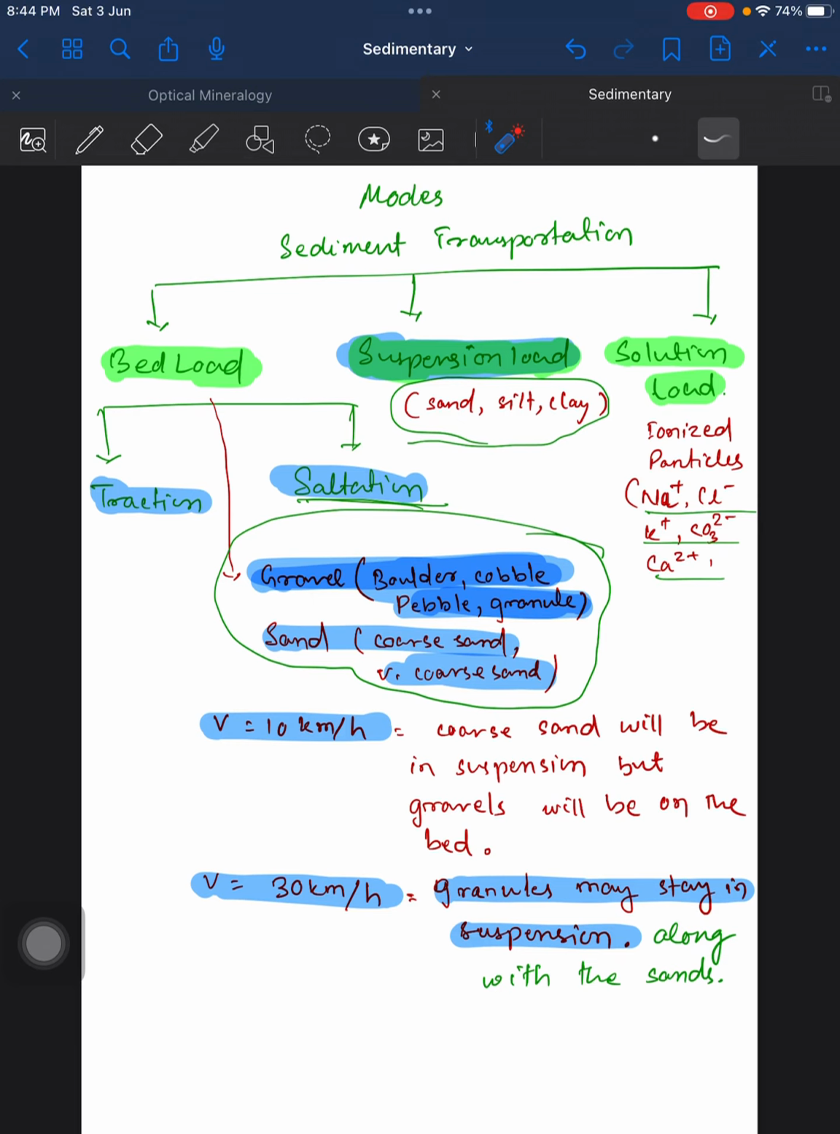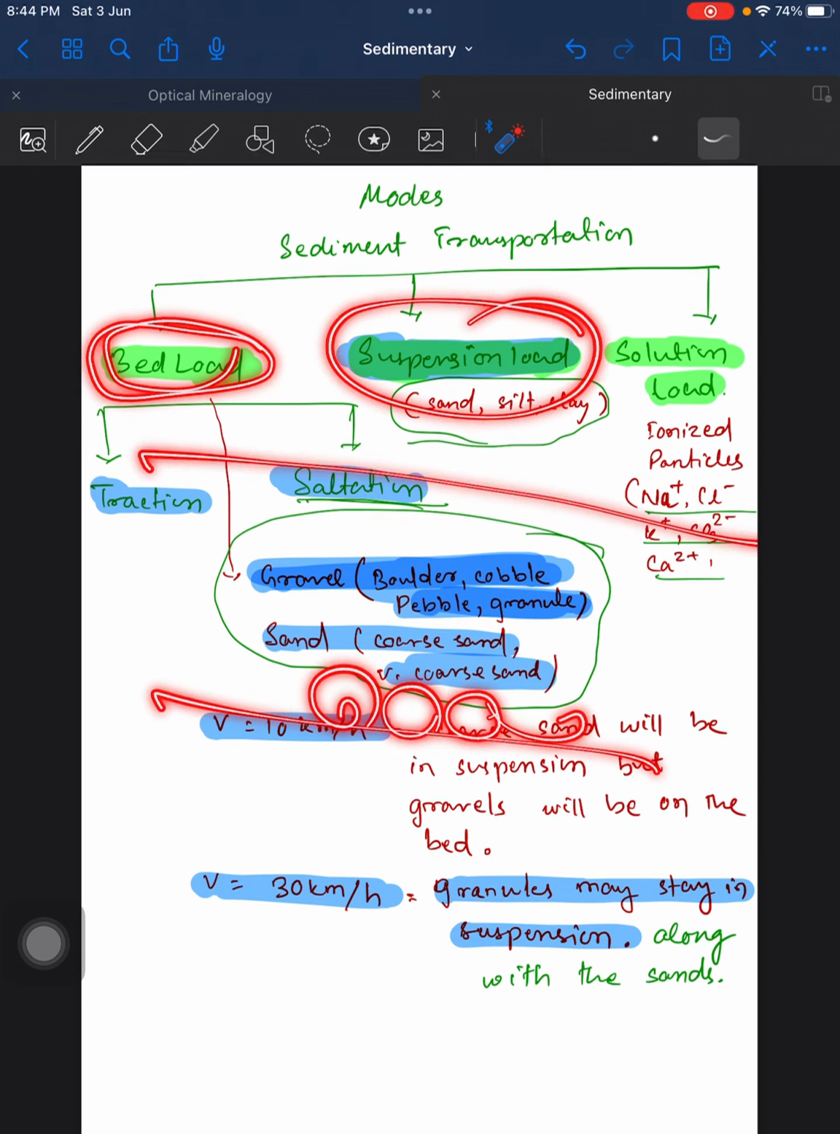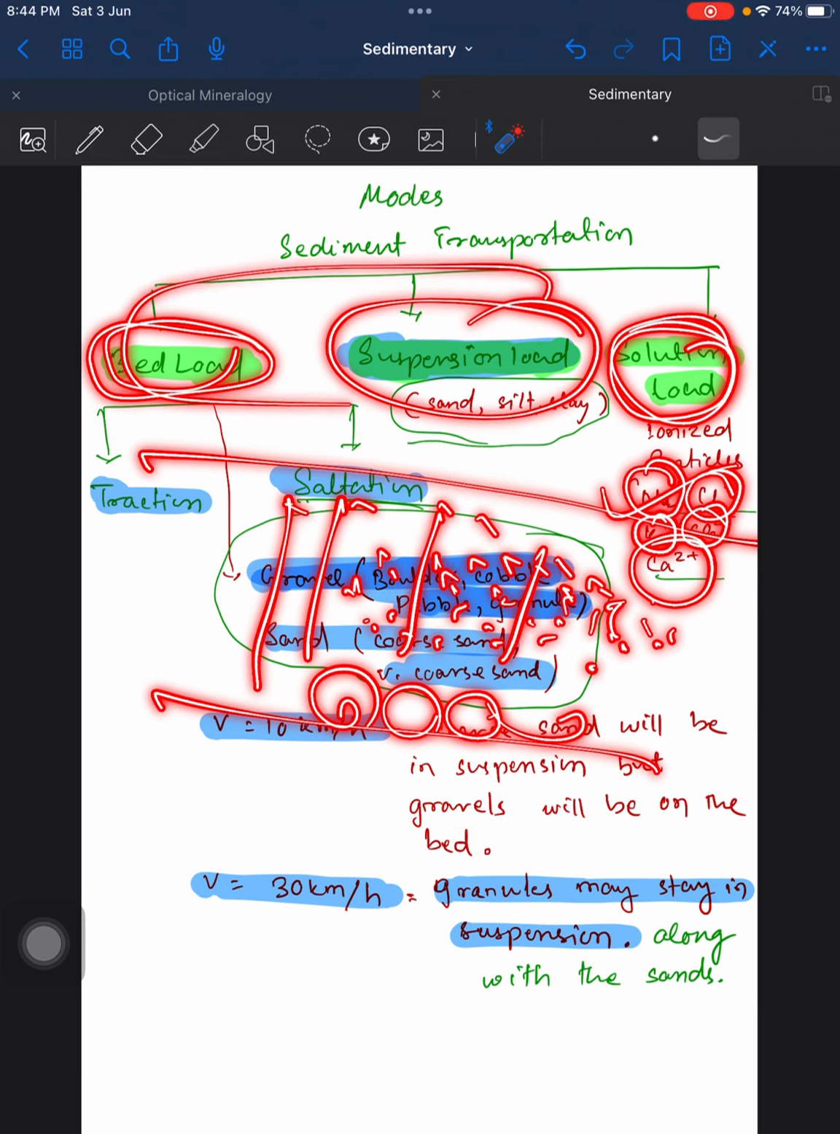Okay, so sediments are actually transported in 3 conditions. One is bed load, that means on the bed of the river, the bed load. Then suspension load. Suppose water is there, this much amount of water is present, so here sediments will be transported. Then solution load in an ionic condition. So in water there are sodium ions, chlorine ions, potassium, calcium, everything in ionic form, which we will not see. It will go to chemical analysis. So these are the 3 conditions.